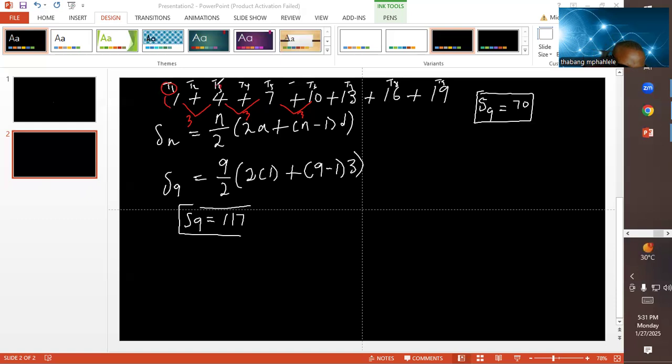My second term is 4. Plus cannot be a term. My third term is 7, then 4, 5, 6, 7. As you can see, we have got 7 terms, so not 9. It should be 7 here. Where there is n, we put 7. So we are looking for the sum of 7 terms.